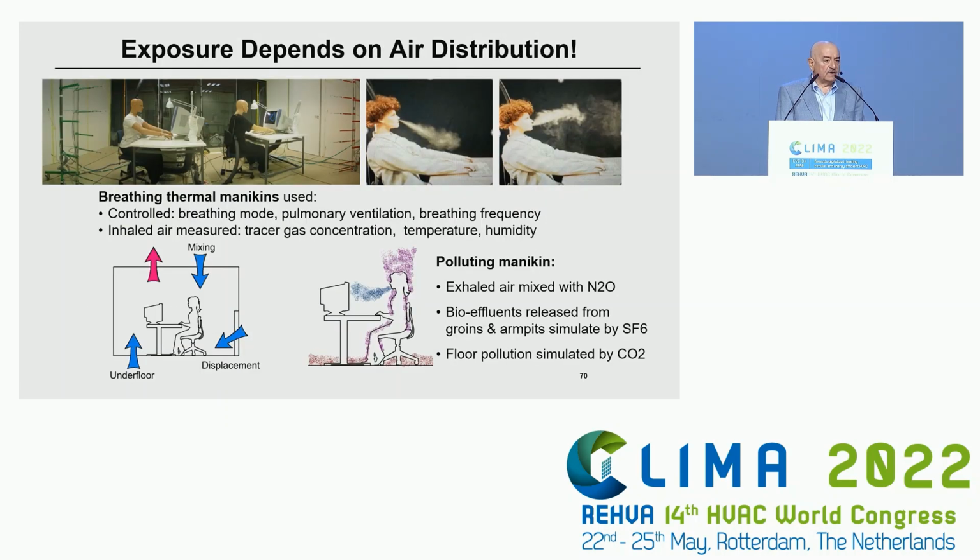I'll show you some results on how important air distribution is, compared to what we do today. In one of our climate chambers, or air distribution test rooms, we simulated an office with two occupants. The one with the black t-shirt is infected and the other one is exposed. We use breathing thermal manikins, and we can control the breathing mode, the breathing frequency, and the pulmonary ventilation rate. We can measure the concentration of either particles or tracer gas, which we most often use, in the inhaled air. We also measure temperature and humidity in the inhaled air, so we may assess not only the cleanness of the air but, to some extent, perception.